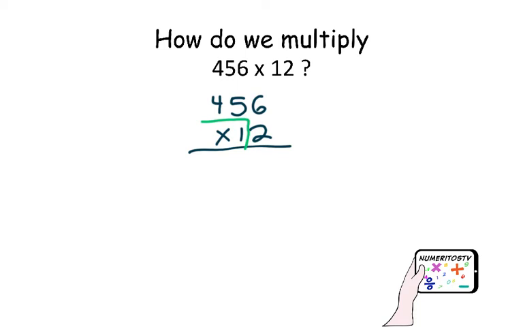So let's do that. 2 times 6 is 12. 2 times 5 is 10, plus that 1, my carry on, that will be 11. 2 times 4 is 8, plus that 1 is 9. So I am done with the first place value, or the first digit. I can erase this carry on. I don't need it anymore.